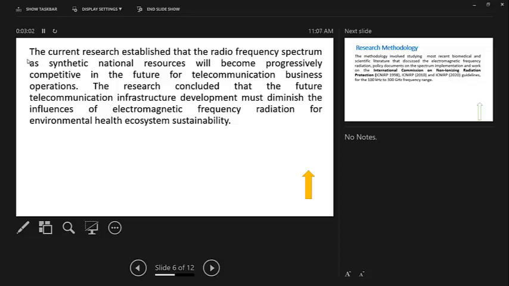The current research established that the radio frequency spectrum as synthetic national resources will become progressively competitive in the future for telecommunication business operations. The research concluded that the future telecommunication infrastructure development must diminish the influences of the electromagnetic frequency radiation for environmental health ecosystem sustainability.